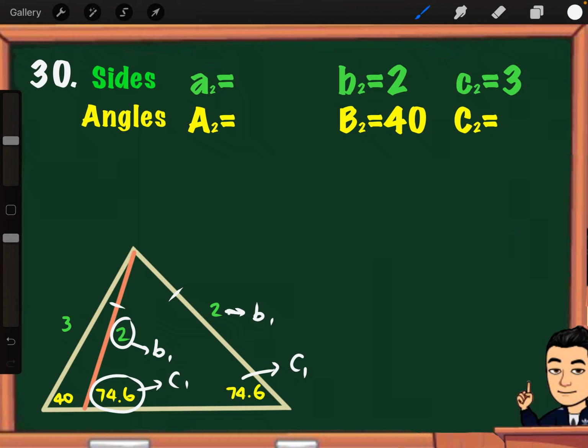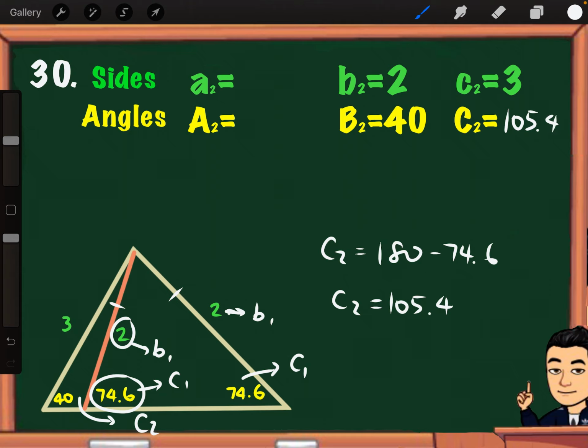Which brings you to there's a possibility of this angle here. This is going to be your second solution, which is going to be C2. In order to find C2, you need to know that C2 is equal to 180 subtract 74.6. So C2 is actually going to equal 105.4. So 105.4. Bear with me, it's going to be a little complicated.